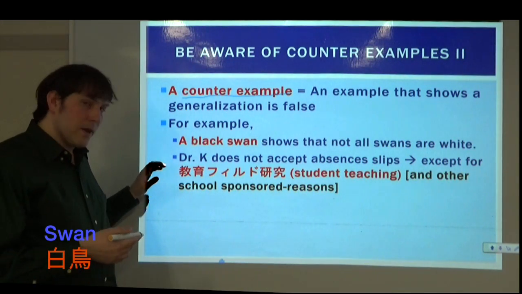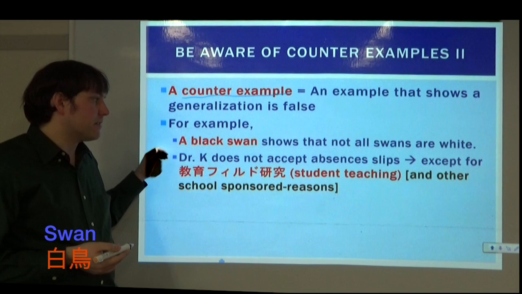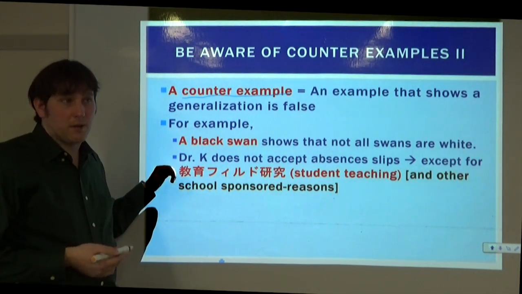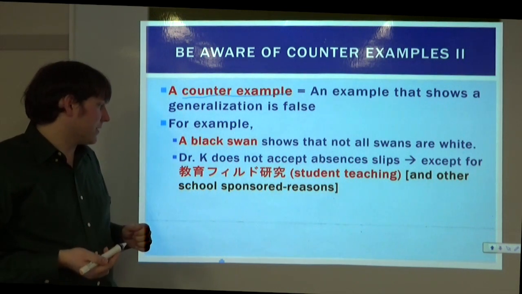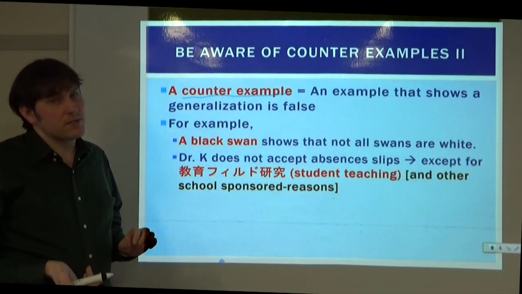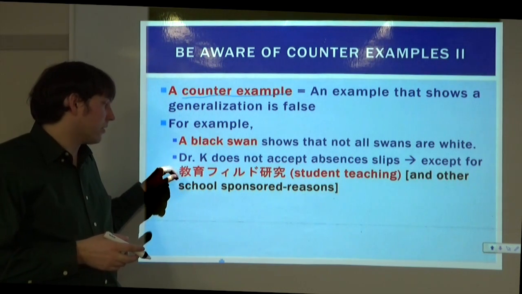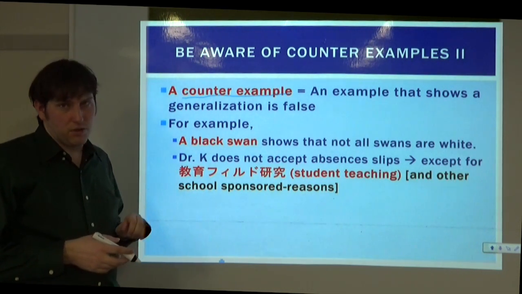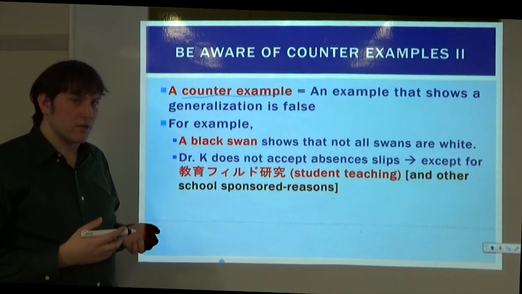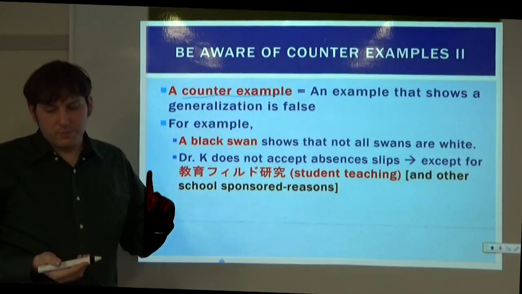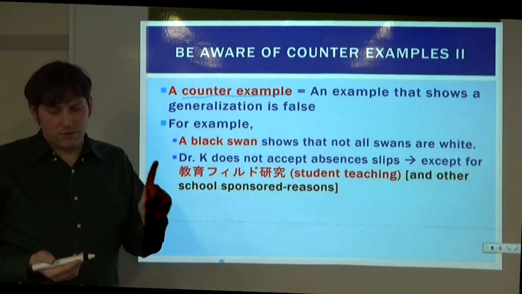Another one. In my policies for my classes, I do not accept absence slips from different things like badminton clubs or other such events. But this is not a hard and fast rule, because I do exempt people for field kenkyu and other required things. All you have to do to disprove a generalization is find one counterexample.